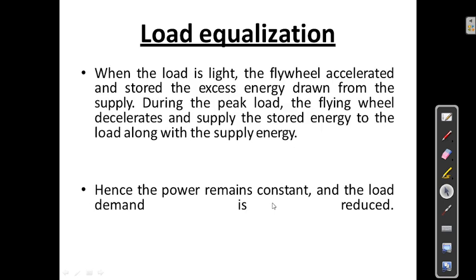When the load is light, the flywheel accelerates and stores the excess energy drawn from the supply. During the peak load, the flywheel decelerates and supplies the stored energy to the load along with the supply energy. Hence, the power remains constant and the load demand is reduced.